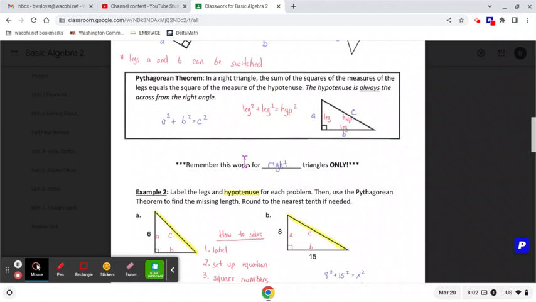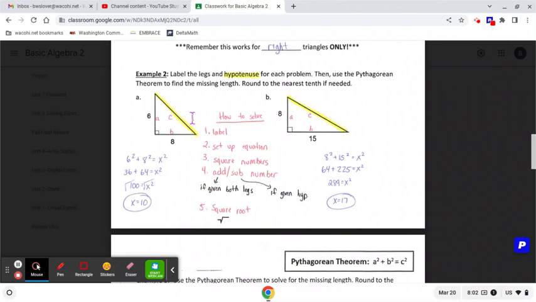I want to make you aware that this only works for right triangles. If it's not a right triangle, got to do something else. And in this class, I don't think we're ever going to see anything but right triangles in this unit. So just throwing that out there.